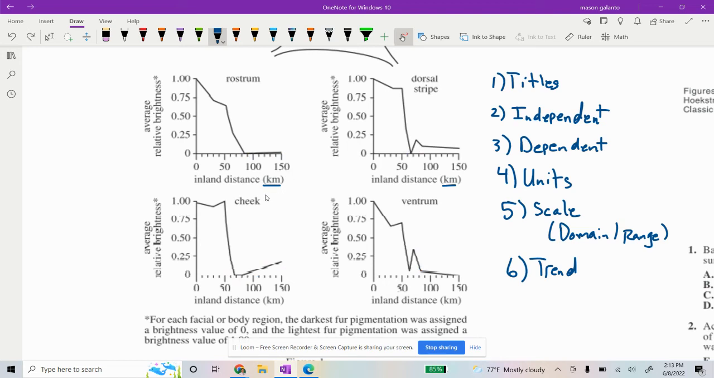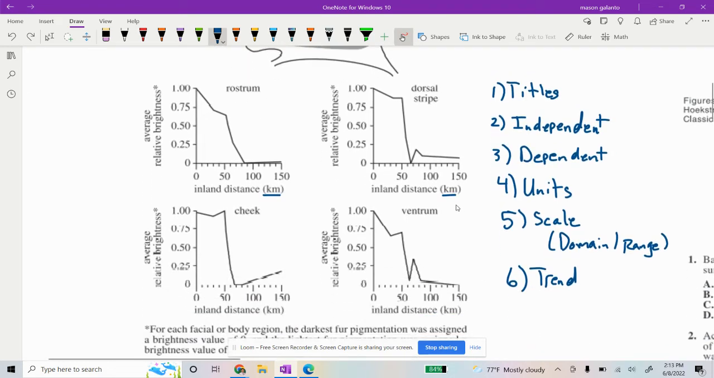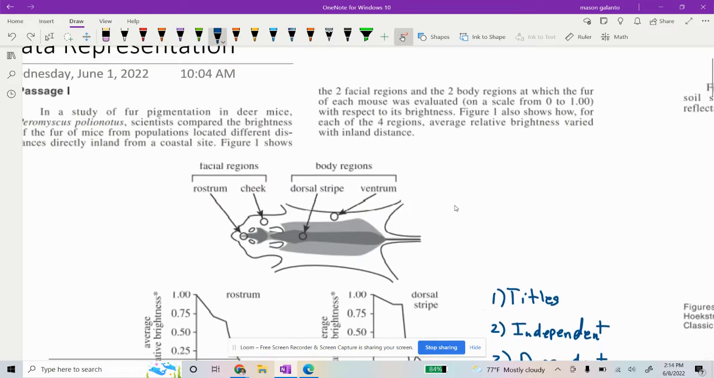And what I'm thinking of at this point is that the further inland I go, the darker I am. Or another way to think about it is the closer you are to the coast, the brighter you are. Okay? And that's how I'm breaking this down. We just took a few minutes to do that, but realistically, this is a 15 to 30-second exercise. Read through the titles, know what your independent and dependent axes are measuring, look at their units, find the scale or the domain and range of each axis, and then look at your trend really quickly.